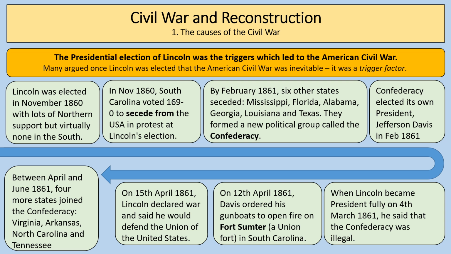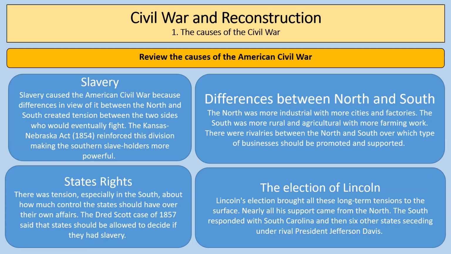Now, when Lincoln became president fully on the 4th of March, he said that the Confederacy was illegal. This led, therefore, to Jefferson Davis in April 1861 ordering his gunboats to open fire on Fort Sumter, which was a Union fort in South Carolina. This led to Lincoln declaring war and saying that he would defend the Union of the United States. Between April and June 1861, 4 more states joined the Confederacy. They were Virginia, Arkansas, North Carolina, and Tennessee.